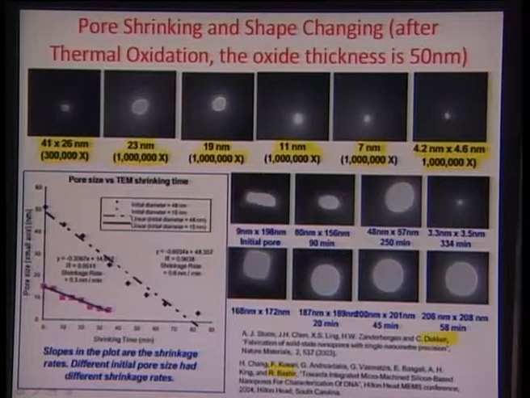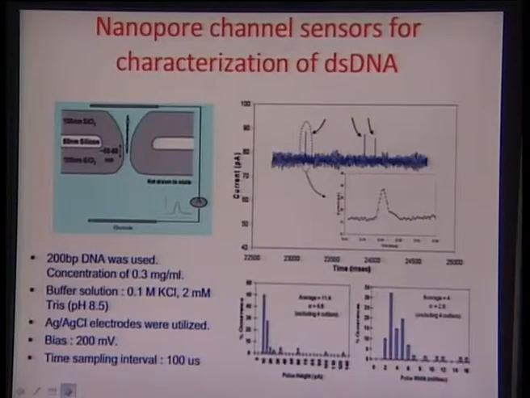So, you can make a synthetic nanopore in this manner, which you could later on use for DNA translocation, and also try to understand or gauge whether it can do some sequencing. Okay. So, this is how these nanopore channel sensors are characterized, particularly for double stranded DNA structure.